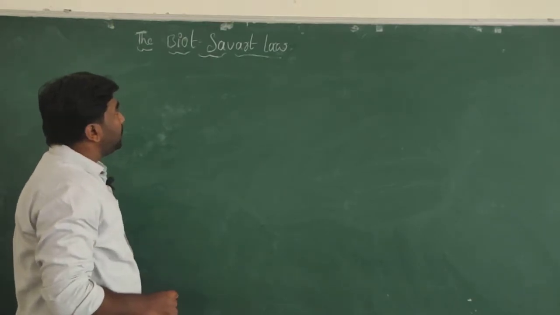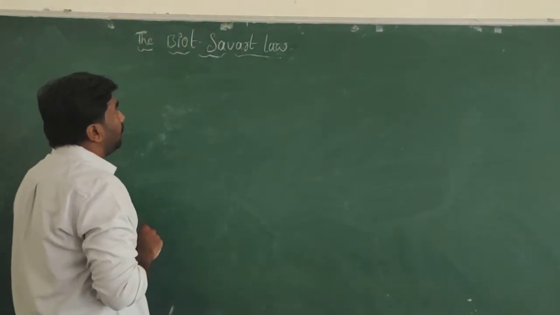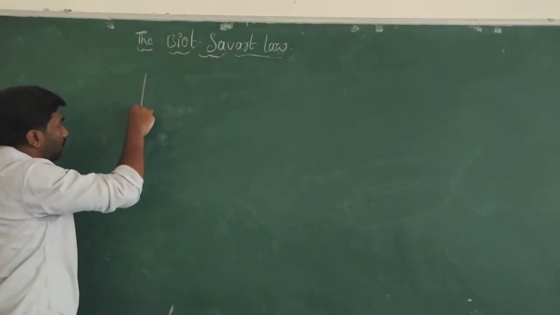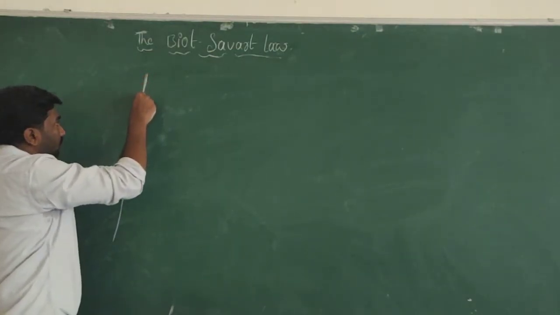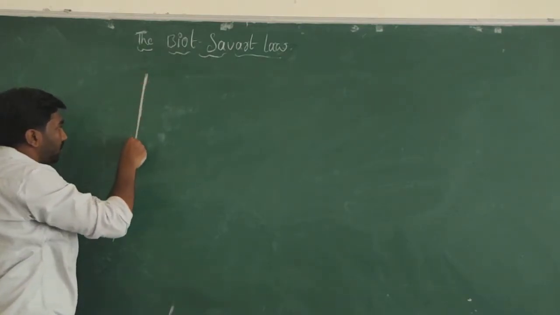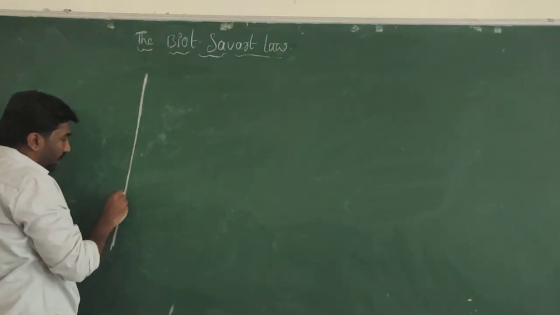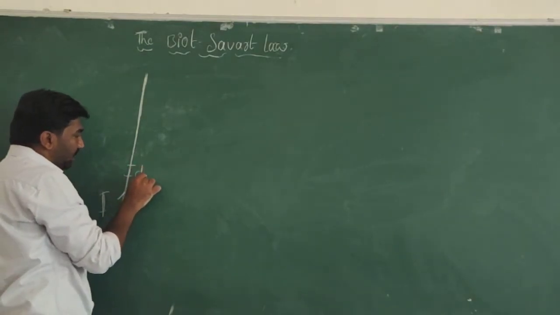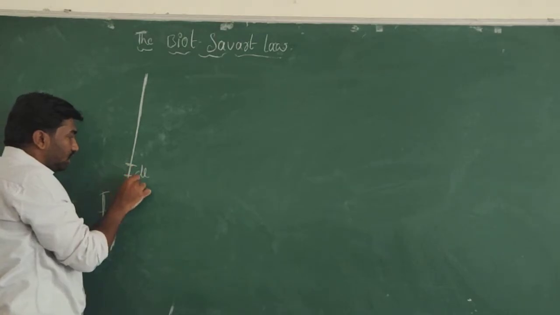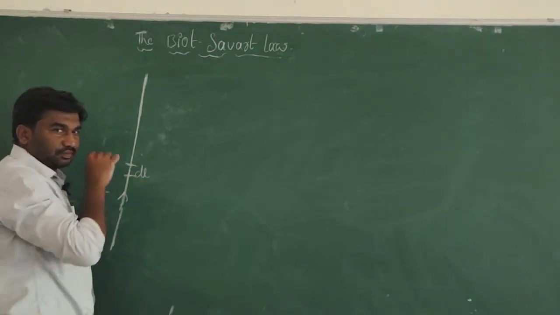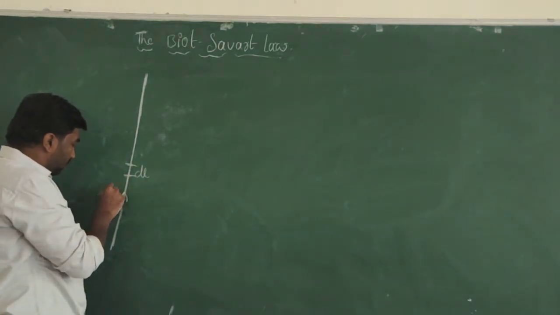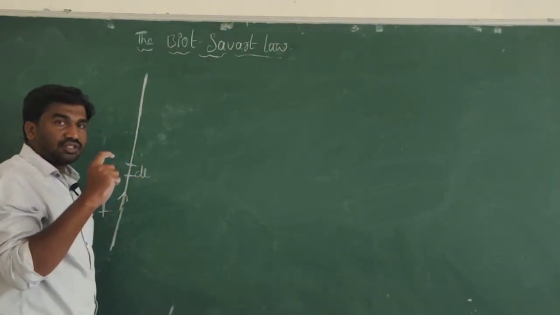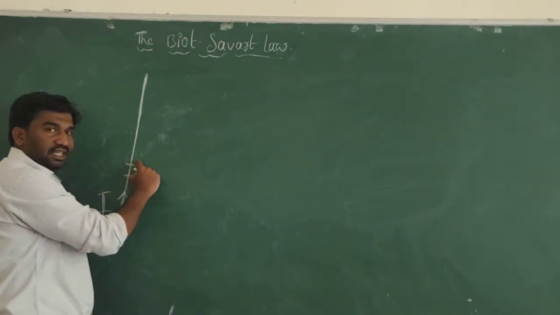The Biot-Savart's law helps to understand the properties of steady current which produces a magnetic field. Let us take a small wire which carries a current I. Let us take a small length element dl, a current element. This is steady current I moving in a wire, which means the current per unit length is the same, constant.